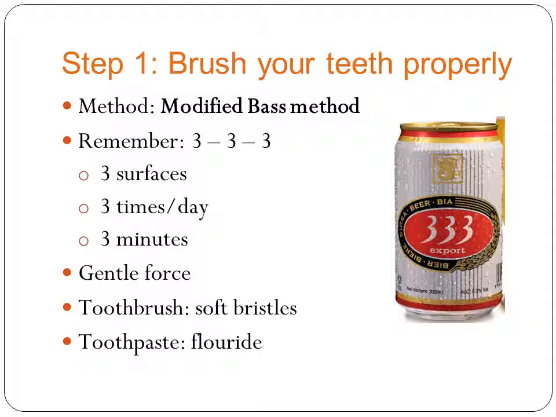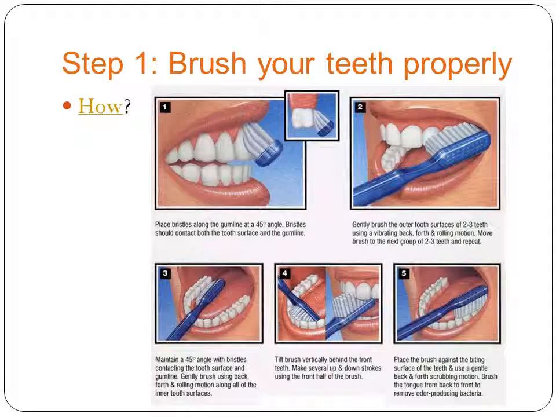You should brush your teeth every day at least 3 times, or preferably you should brush after every meal. And you should brush for 3 minutes using gentle force with a soft bristle toothbrush and fluoride-containing toothpaste. How to do that? You can look at the photo.